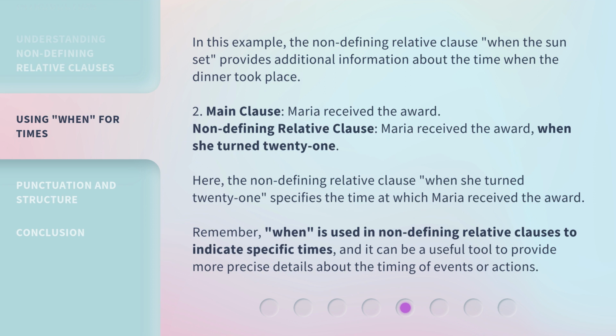2. Main clause: "Maria received the award." Non-defining relative clause: "Maria received the award, when she turned 21." Here, the non-defining relative clause, "when she turned 21," specifies the time at which Maria received the award. Remember, "when" is used in non-defining relative clauses to indicate specific times, and it can be a useful tool to provide more precise details about the timing of events or actions.